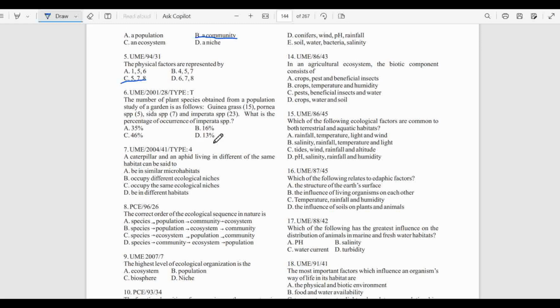I want to believe that this is a very straightforward mathematical problem. What is the percentage of imperator? This is just simple percentage calculation. So first and foremost, you need to sum up the total number of the different species. If you add up 15 plus 5 plus 7 plus 23, this will give you a total number of 50, right? So if you have a total number of 50 as the total number of species, then what is the number of imperator species itself? And that is from the question, imperator species 23.